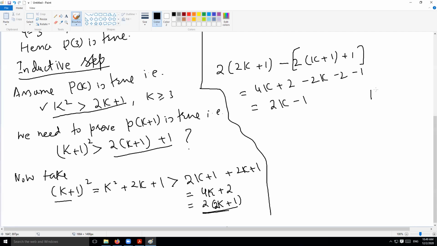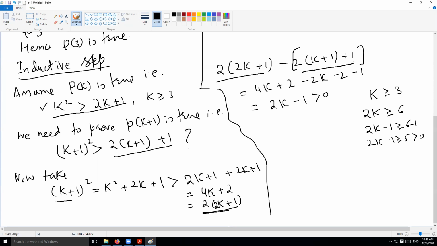Now, you have to show it explicitly. Since k is bigger than or equal to 3, that means 2k is bigger than or equal to 6. That means 2k minus 1 is bigger than or equal to 6 minus 1, that is, 2k minus 1 is bigger than or equal to 5, which is bigger than 0. So this number is bigger than 0. What does this show? That the first number is bigger than the second number.